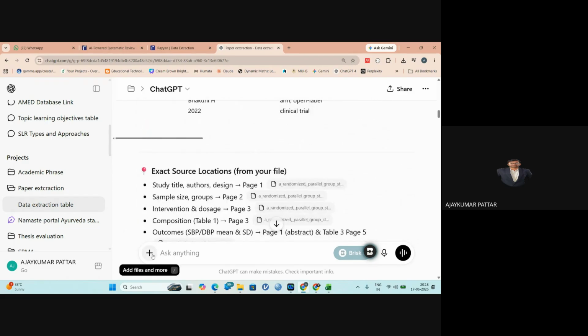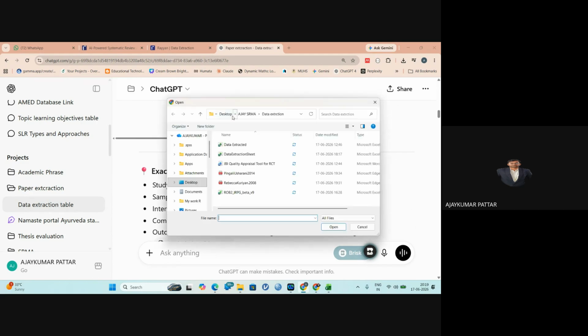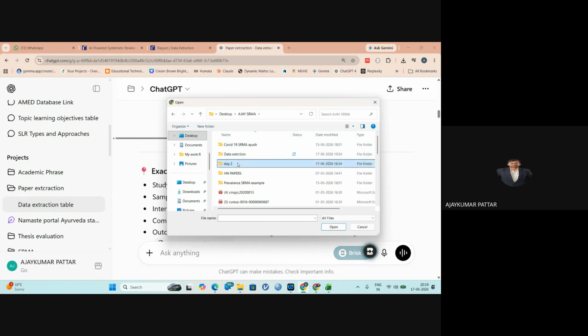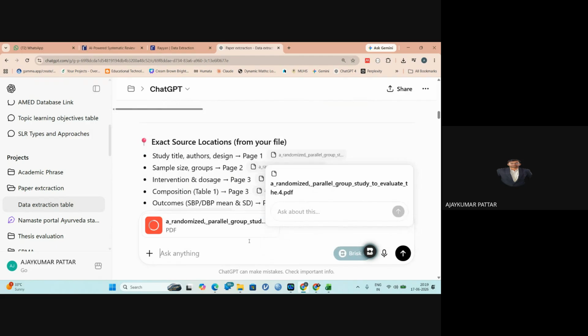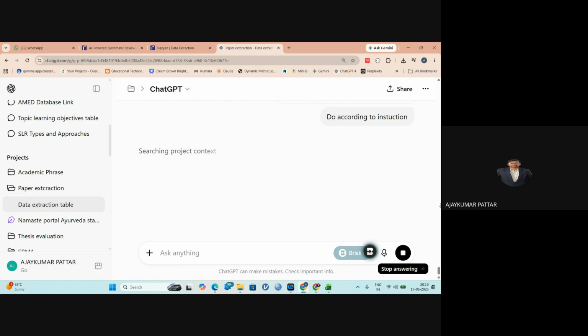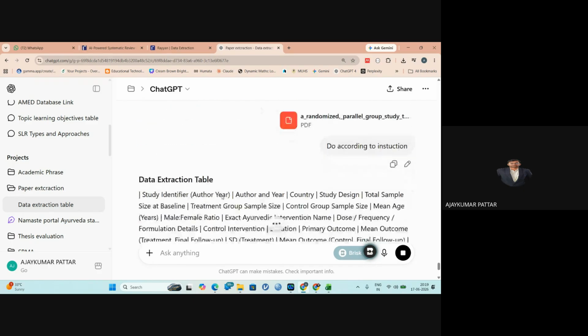So now what I will do, I will add one paper in front of you, to show how it will extract data according to that particular instruction. So I will add one randomized paper here. I will give it once again, according to the instruction. So this particular paper, it will extract the data.